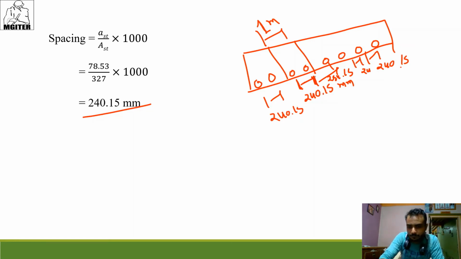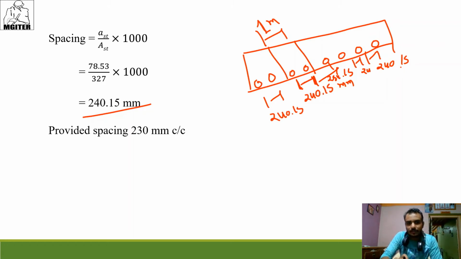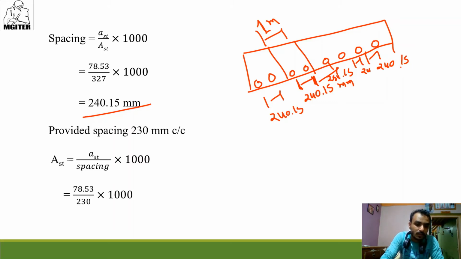So we provide a spacing of 230 mm. For the calculation we got 240.50 mm spacing, but what we provide is 230 mm spacing. Check: capital Ast is equal to small ast divided by spacing into 1000. We got capital Ast 341.43 mm square.